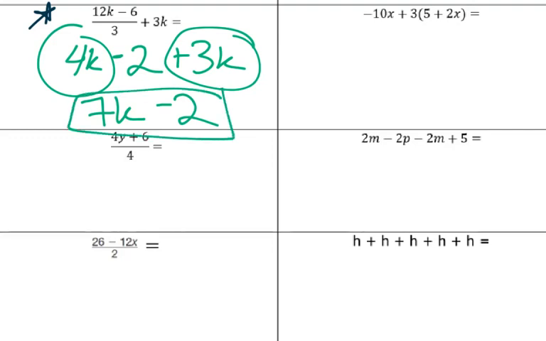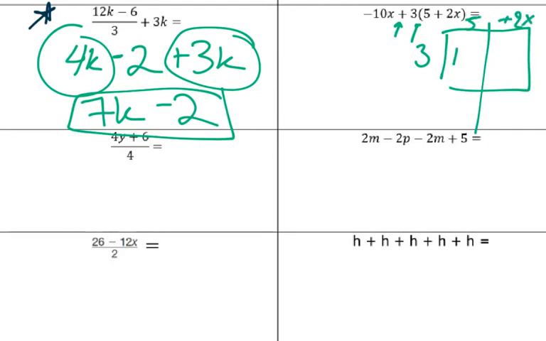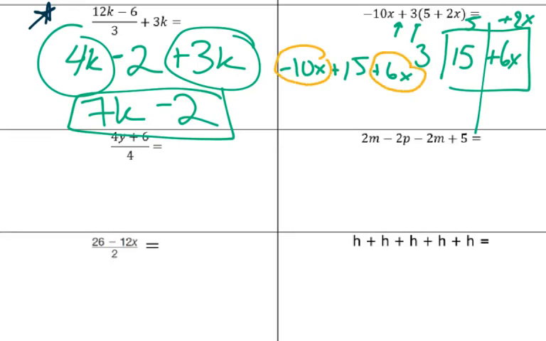Next one, you also have a bit of work to do. Do you do addition or multiplication first? Well, according to order of operations, you do multiplication. I'll draw my box. 3, 5, positive 2x. 3 times 5 is 15. 3 times positive 2x is positive 6x. So if I rewrote, I'd have negative 10x plus 15 plus 6x. Combining my like terms, negative 10x's and 6 positive x's leaves me with negative 4x's and 15.